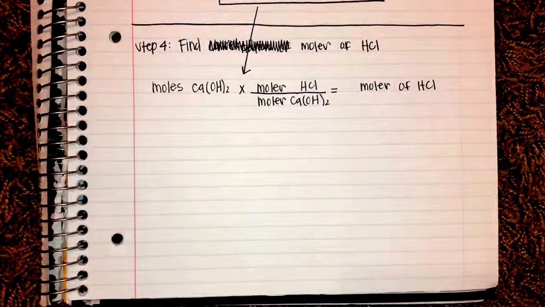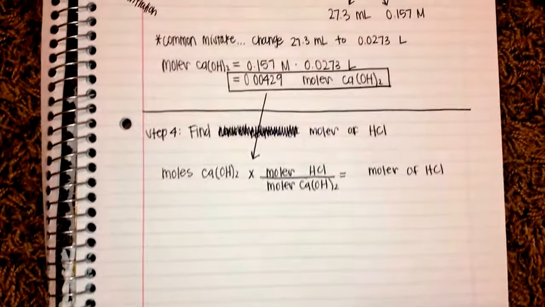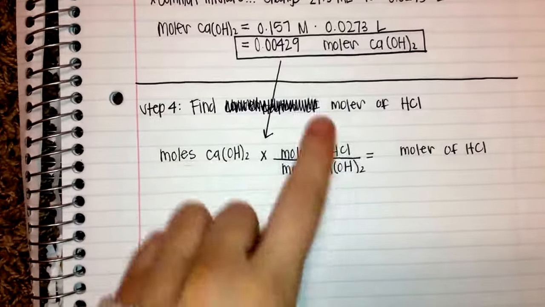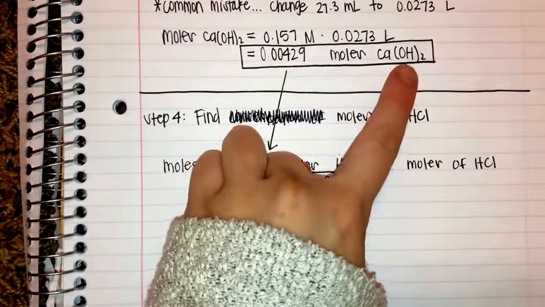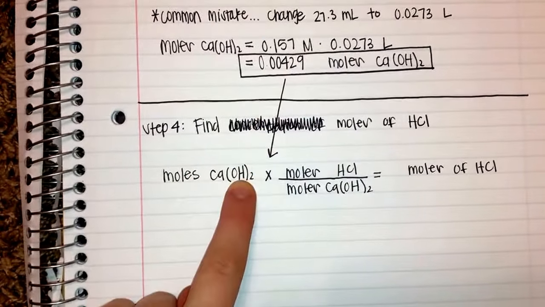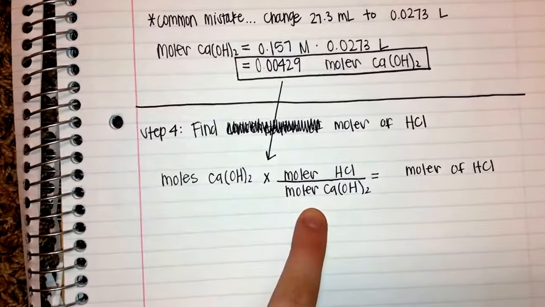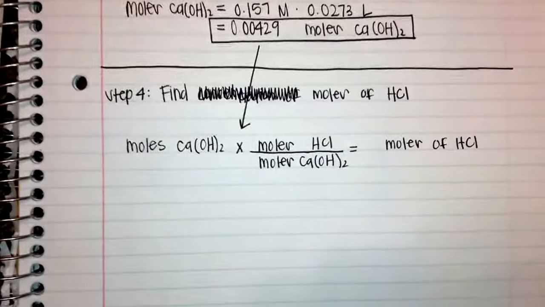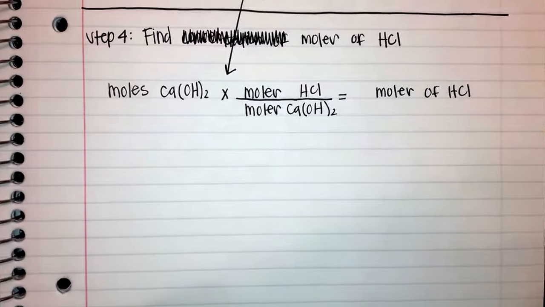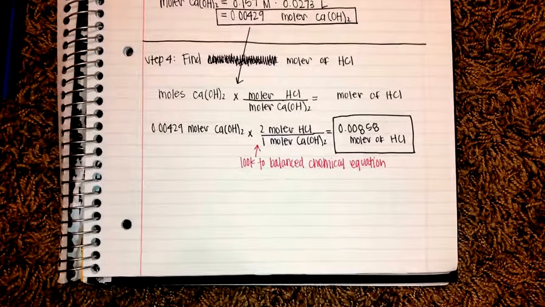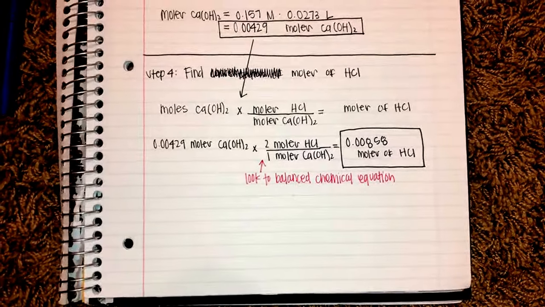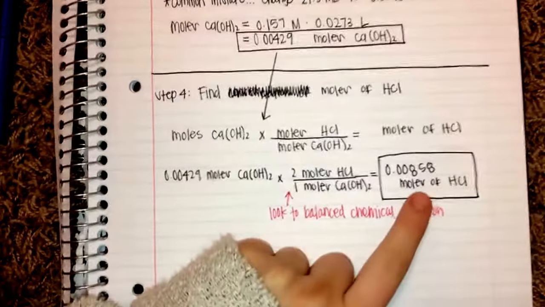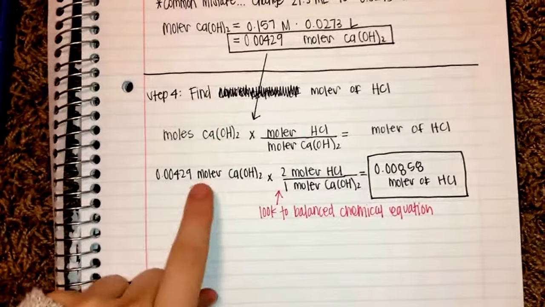Before we can find the concentration of HCl, we're going to find the moles of HCl. So, we just found the moles of Ca(OH)2. So we're going to bring that down and use the mole-to-mole ratio conversion to find the moles of HCl. So the next part that I did of step 4 was I plugged in the numbers to find the moles of HCl. So here's what we did.